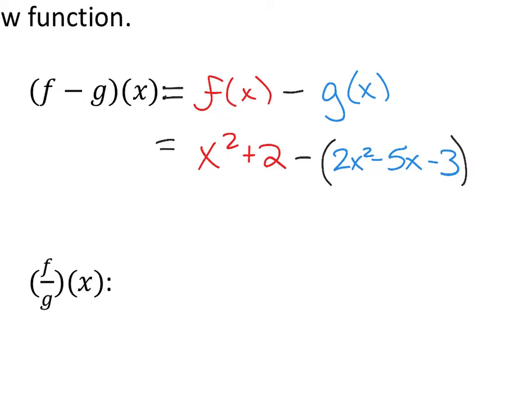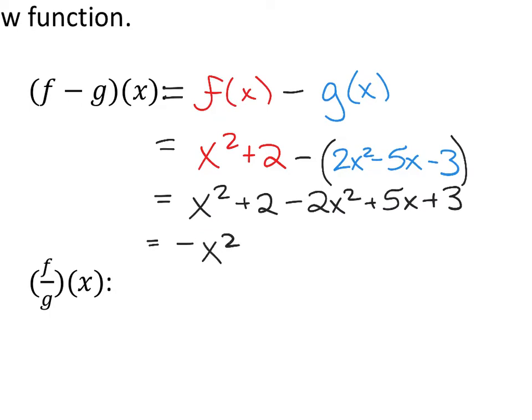We do that so that when we distribute this -1, which I'm actually going to do to show my work, we'd have x squared plus 2 minus 2x squared plus 5x plus 3. Right, we distribute the -1, all the signs change. And now we can just combine like terms. We'd end up with -1x squared plus 5x plus 5. That is subtracting.